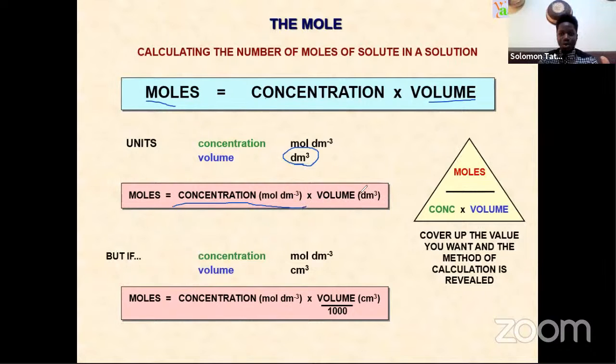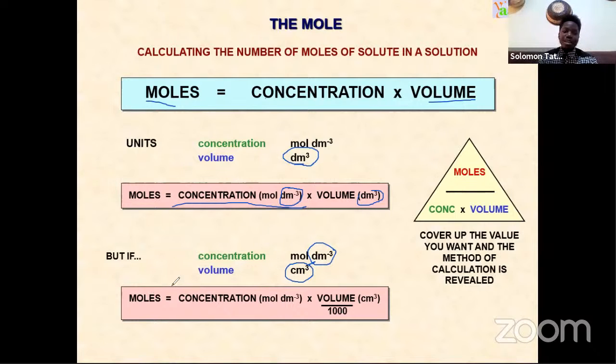No 1000, because the volume we are finding is in decimeters cubed, and the molarity we have is also in decimeters cubed. Does that make sense? So there is no need to convert anything. This is the standard. But look here, you have molarity in decimeters cubed, but your volume is in centimeters cubed. We can't have this disparity here. This is not allowed. You either convert the centimeters cubed to decimeters cubed or the decimeters cubed to centimeters cubed, depending on what you want. But in this case, we want moles.